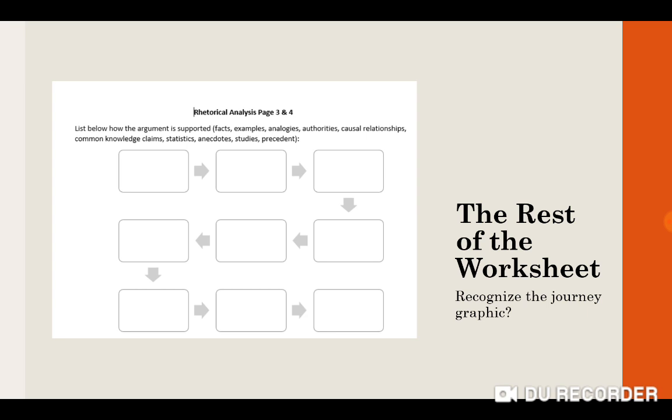But that is the proof. That is how the author supports their thesis statement. So you're just going to trace what they did in the order that the author did it. That is their journey. So trace the stops along the way that you see them doing.